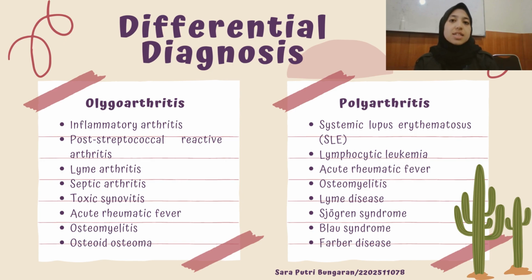And the second subtype is polyarthritis. Not only should rheumatic disease be considered, but also malignancies, infectious diseases, and even medication can cause polyarthritis. Polyarthritis needs to exclude systemic lupus erythematosus or SLE because arthritis can appear in SLE patients. In addition, thrombocytopenia can also be found in SLE patients, and arthritis is also found in acute lymphocytic leukemia patients, so this disease must be excluded as well. Severe joint pain is also present in patients with acute rheumatic fever and osteomyelitis, and polyarthritis should also be excluded from Lyme disease, Sjogren's syndrome, Blau syndrome, and Fabry disease.